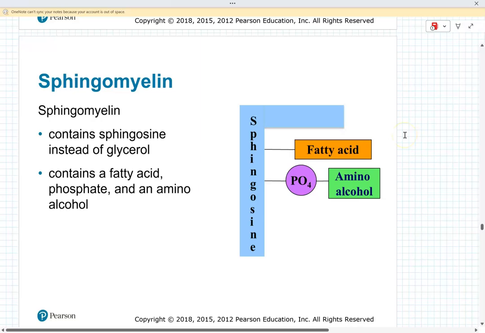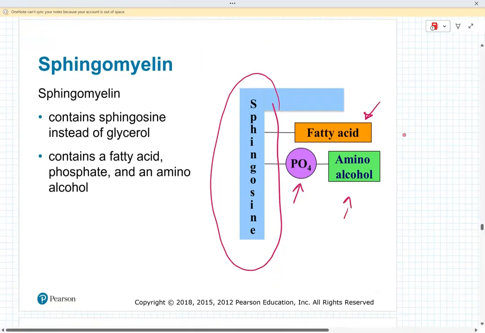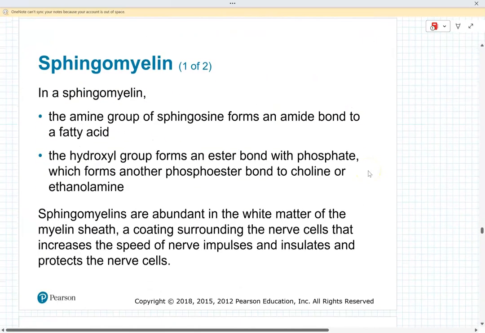Sphingomyelin is a different type of phospholipid. It's still a phospholipid. But instead of glycerol, there is a different residue called sphingosine. It also has an amino alcohol. So sphingosine is an amine. Now, hear me out.